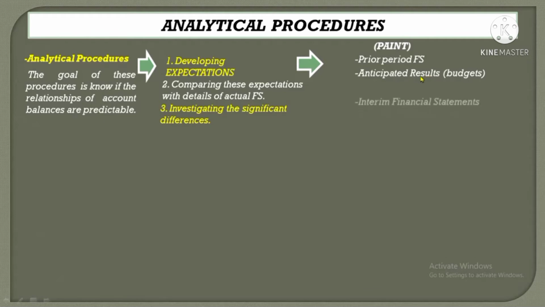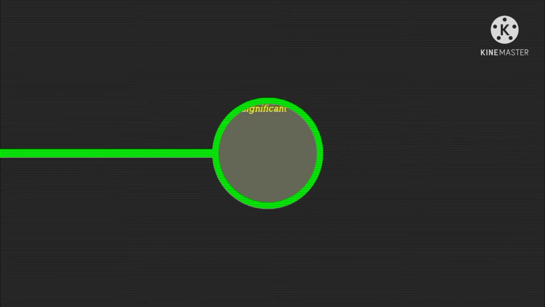Expectations can also be extracted from interim financial statements. But what are interim financial statements? Those are financial statements covering less than a year of transactions. For example, we have quarterly or monthly or semi-annual financial statements made by the company. And lastly, expectations can also be derived from non-financial information and your technical knowledge and skills.